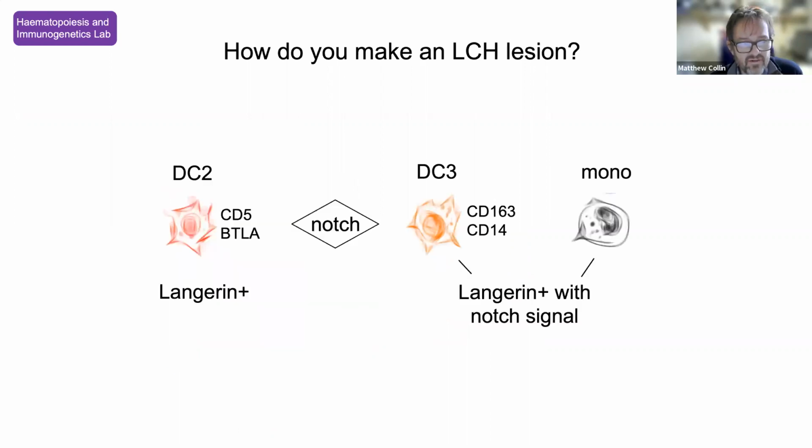And the real discovery was that this DC2 here in red already expresses a little bit of Langerin. So it likes to be a bit like an LCH cell, a bit like a normal Langerhans cell. But it also expresses the signaling molecule called Notch. And Notch does this very important thing to DC3 and monocytes, in that they don't normally express Langerin. They don't look very much like LCH cells. But when they get this Notch signal, which can be provided by this DC2, which is already present in the tissues, they then start to express Langerin and look like LCH cells.